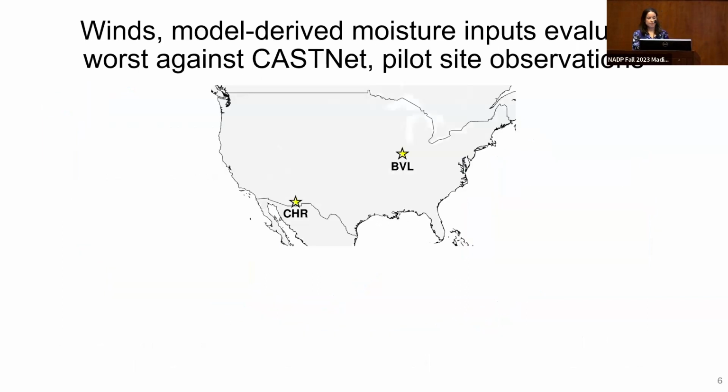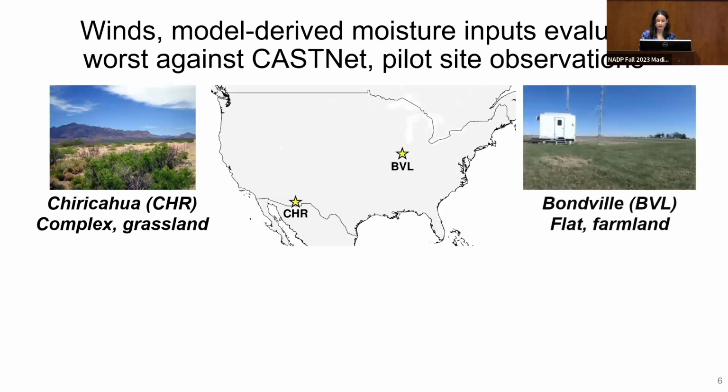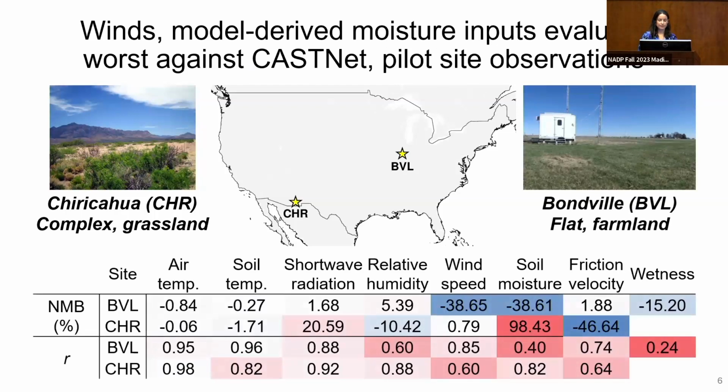Okay, and so just moving into describing some evaluation we've done so far. There are some really nice pilot site measurements available for Chiricahua and Bondville. Just to get you oriented to what these sites look like, Chiricahua is a complex topography grassland in southern Arizona, and Bondville is relatively flat farmland in Illinois.